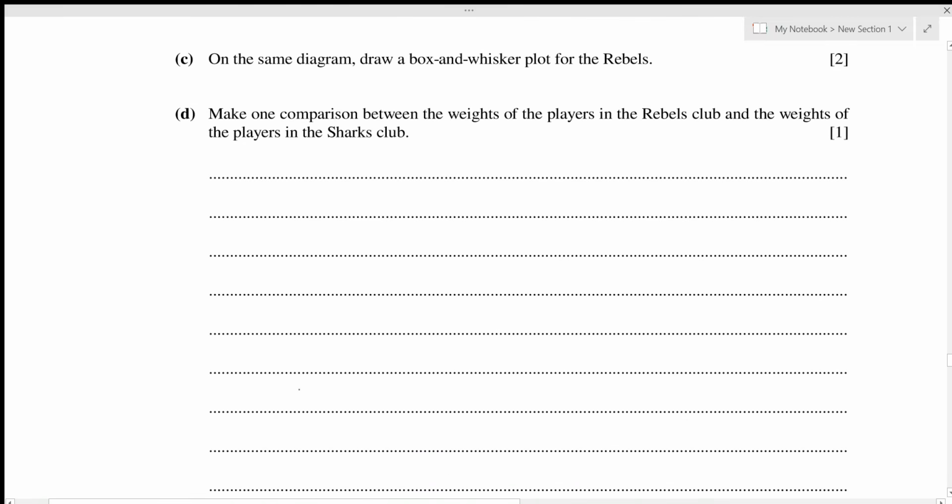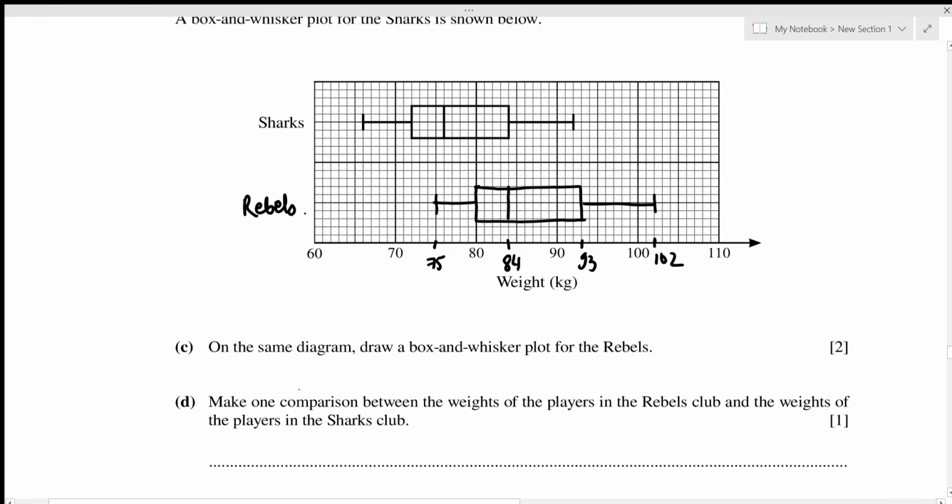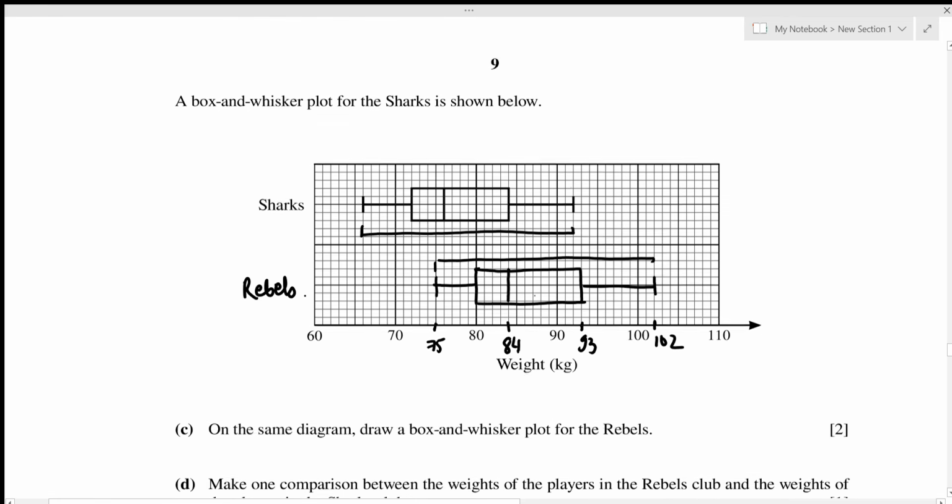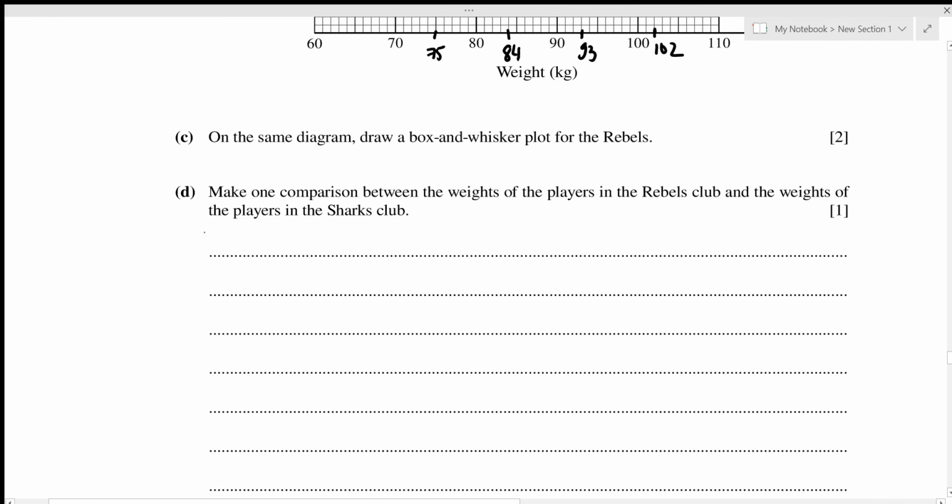Now we need to make one comparison between the weights of the players in the Rebels Club and the weights of the players in the Sharks Club. So we can see that the range for Sharks is from 66 to 92, right? But the range for Rebels is from 75 to 102, which means that the average weight for Rebels is going to be higher than that of Sharks. So that's one comparison, right? So let's write that down.